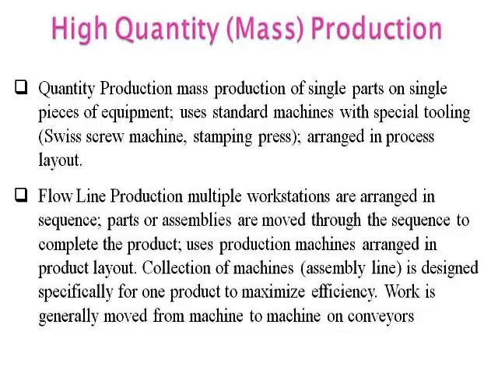Or flow line production: multiple workstations are arranged side by side in sequence or in a loop fashion, and parts or assemblies are moved through the sequence to complete the product. It uses production machines arranged in product layout, a collection of machines as an assembly line designed specifically for one product to maximize efficiency. We call this flow line manufacturing. It comes under the mass production system, because the production rate is very high and production variety is very low, limited to one or two kinds of parts only.